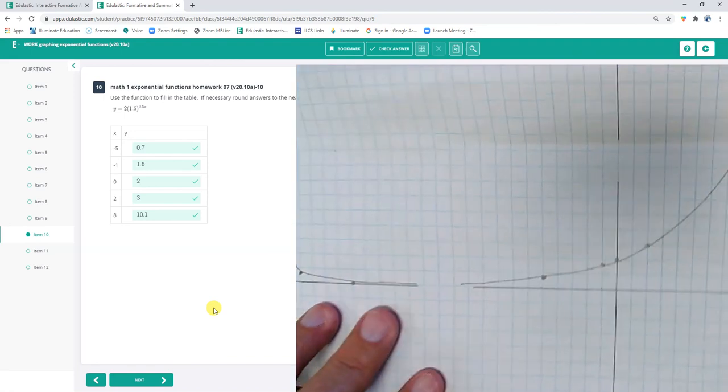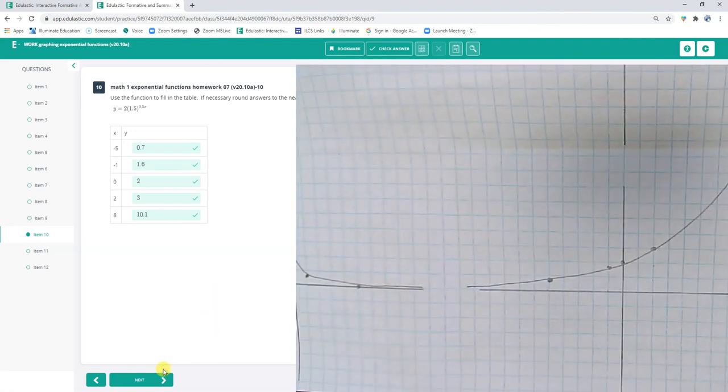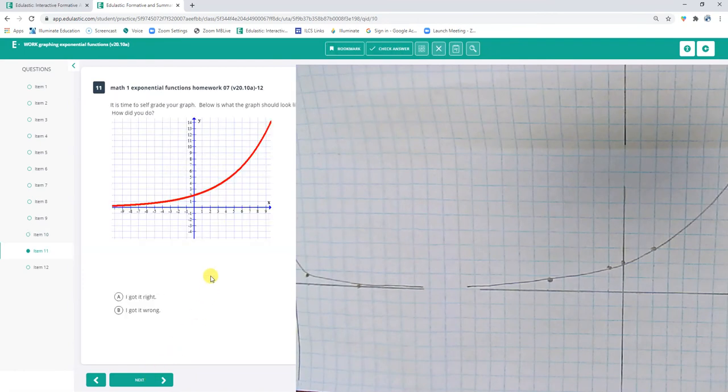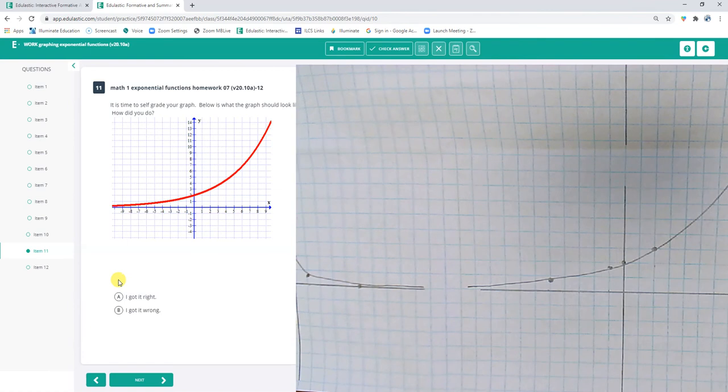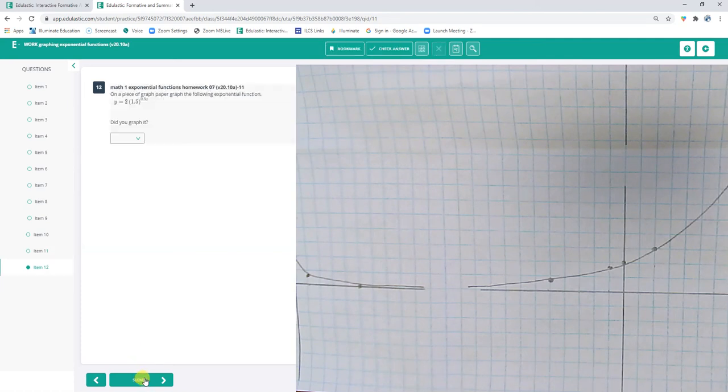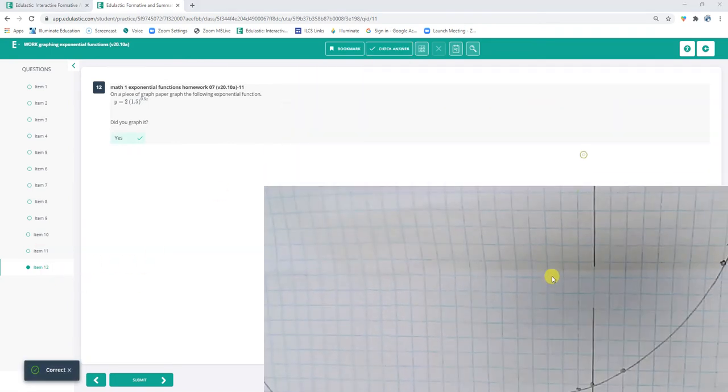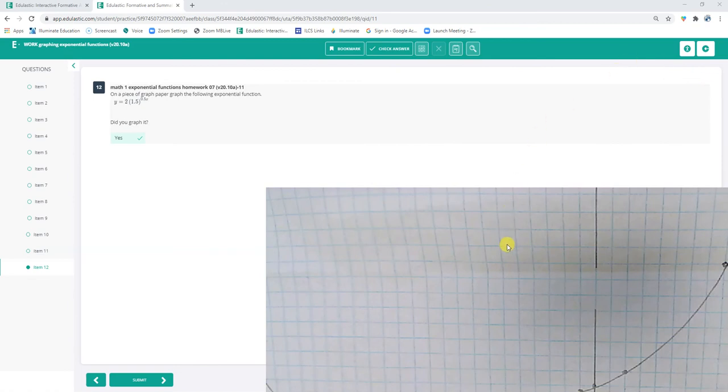There we go. Let's check it against the answer key. Ooh, you know what? That's correct. It looks good. I got it right. Did you graph it? Yes. Okay, so those are out of order, so I will fix that for you. But I think we still got it done. So check answer. So I'll just have to switch the order of 11 and 12 so this works for you guys. But that's it. Let's see, can I submit this thing?